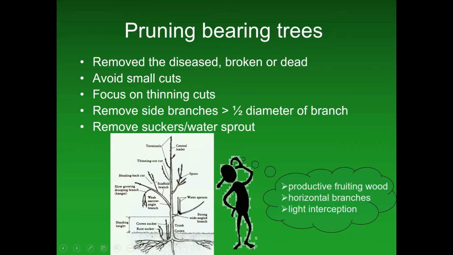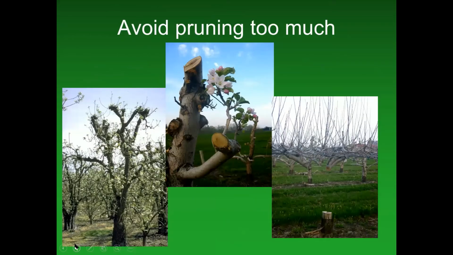Water sprouts, suckers, root suckers, crown suckers, those things all have to be removed. And avoid pruning too much. This is something that we want to avoid, but that's what happens. When I was talking about those heading back cuts, you get this proliferation of small growth, and you don't want that.